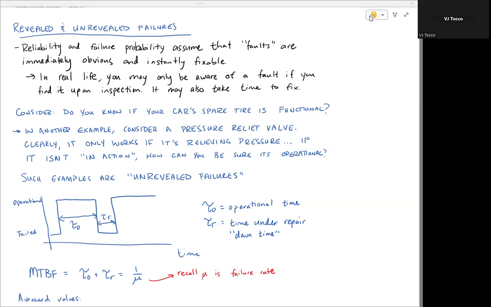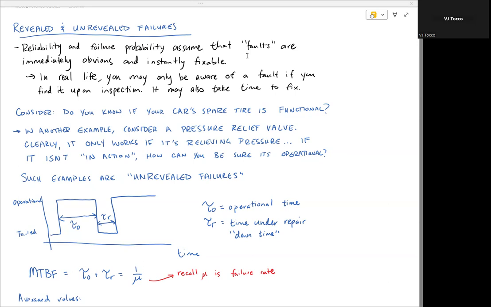So far in the other two videos I've done, we've assumed that reliability and failure probability assume that faults are immediately obvious and instantly fixable. But in real life, you may only be aware of a fault if you find it, if you're looking for it. Also, it may take time to fix.